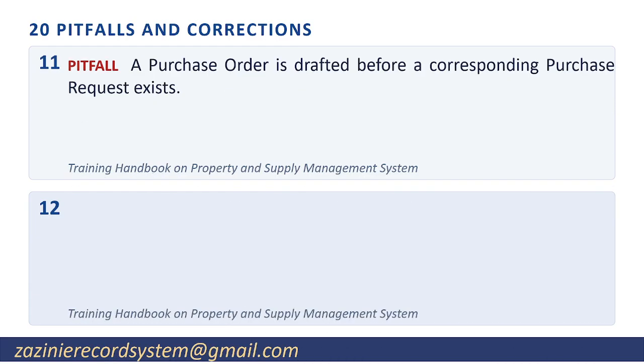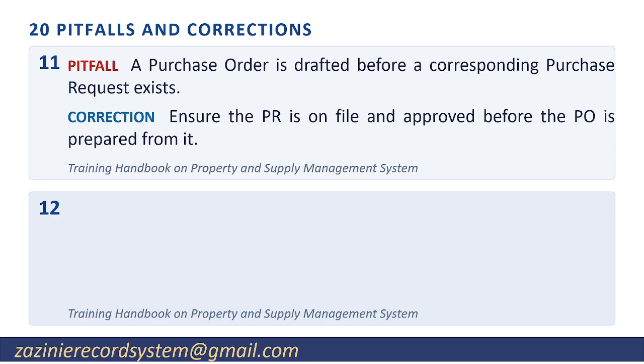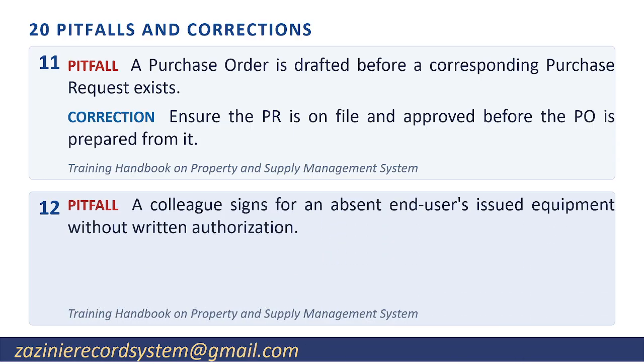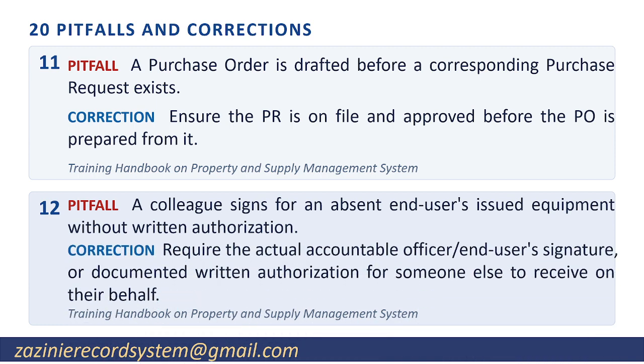20 pitfalls and corrections. Number 11. Pitfall: a purchase order is drafted before a corresponding purchase request exists. Correction: ensure the PR is on file and approved before the PO is prepared from it. Number 12. Pitfall: a colleague signs for an absent end user's issued equipment without written authorization. Correction: require the actual accountable officer or end user's signature, or documented written authorization for someone else to receive on their behalf. Next slide.